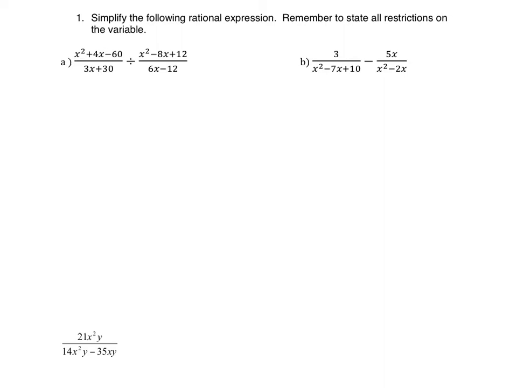In this video, I'm going to go through the solutions to Unit 2 test. The first question is to simplify the following rational expressions and state the restrictions on the variable. The first one is x squared plus 4x minus 60 divided by 2x plus 30, divided by x squared minus 8x plus 12 over 6x minus 12.